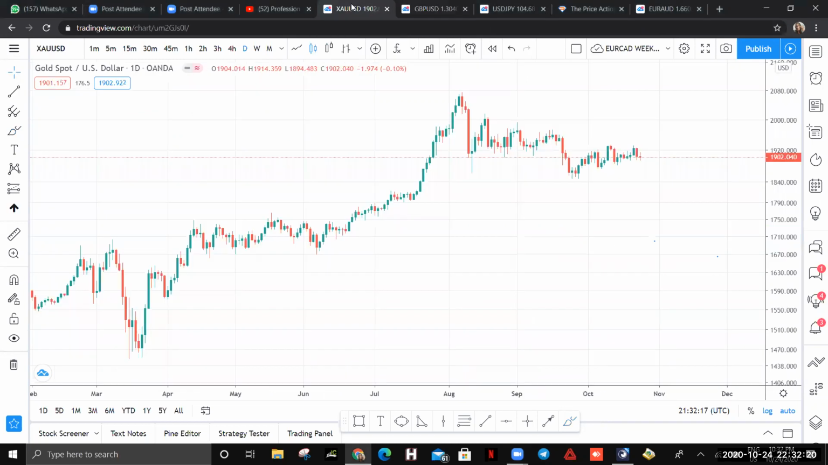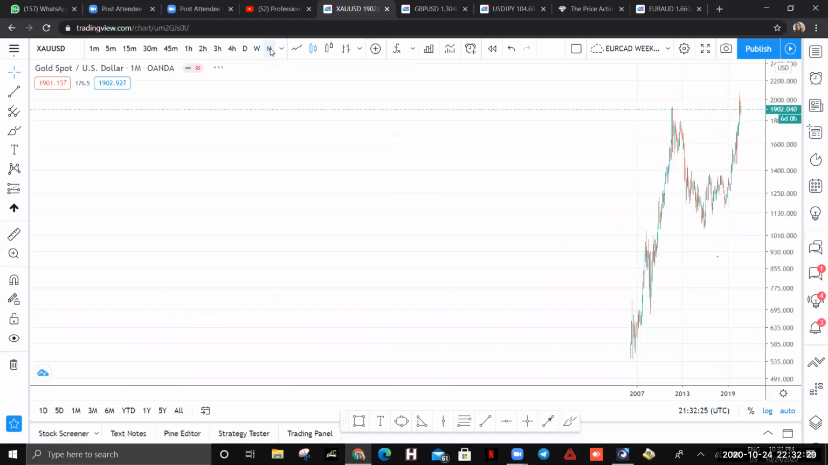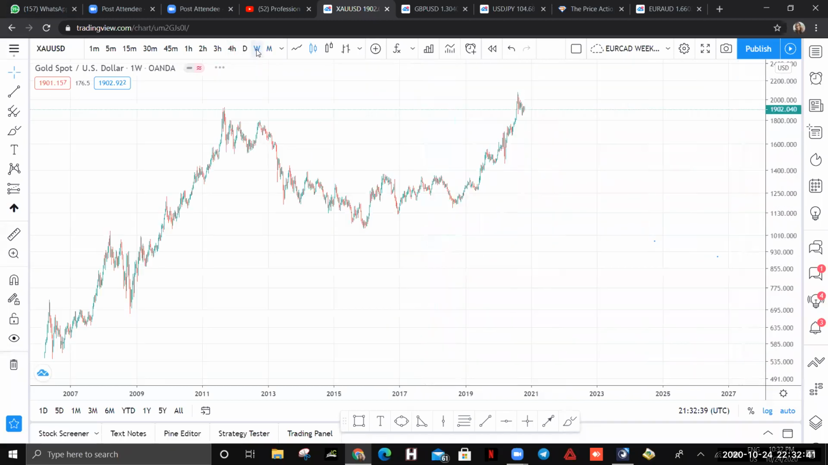Now this is gold. This is my baby. Everybody knows that gold has been going up. It's been an uptrend since 2007. You can see it. Up, up, up, up, up. Weekly, up. Daily, up. She's going up.